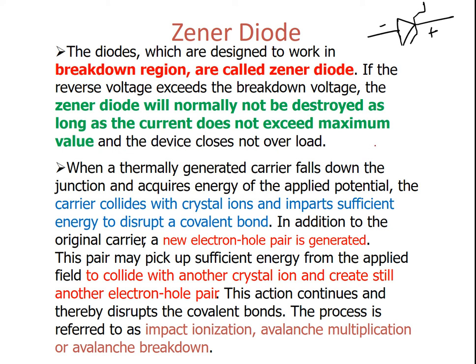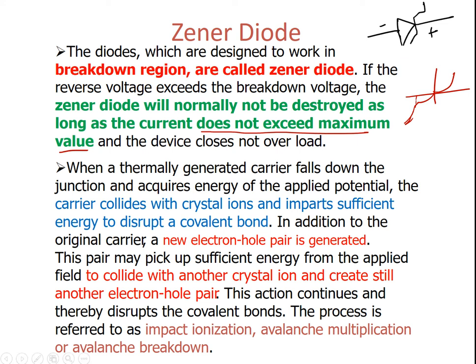In the reverse biased operation, the conventional diodes are usually destroyed after the breakdown voltage. But the Zener diode will not be destroyed, as long as the current does not exceed a maximum value. It will start conducting current in the reverse biased operation from here. If this current level remains within a limit, this will not destroy it, and we get a constant voltage drop across the diode.